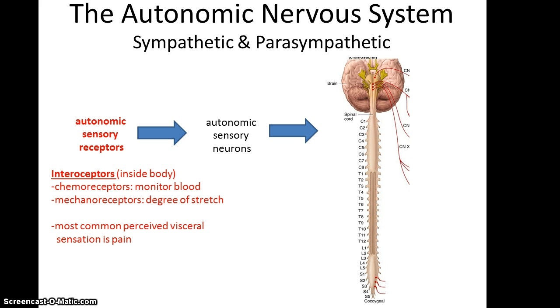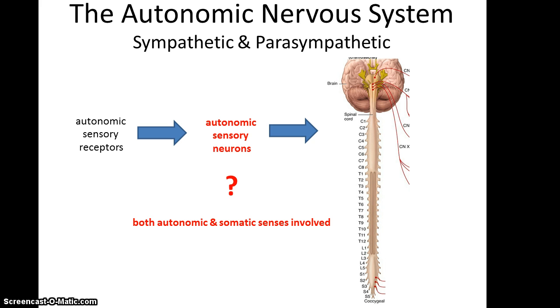So we have the autonomic sensory receptors, such as stretch in the stomach, for instance, that send signals to the autonomic sensory neurons that then send signals to the spinal cord and or brain. And the autonomic sensory receptors are called interoceptors because they're inside the body. They can be chemoreceptors for monitoring, say, blood composition. They can be mechanoreceptors for degree of stretch. However, what we perceive most often from these receptors is visceral pain. So usually we only know when something's going wrong.